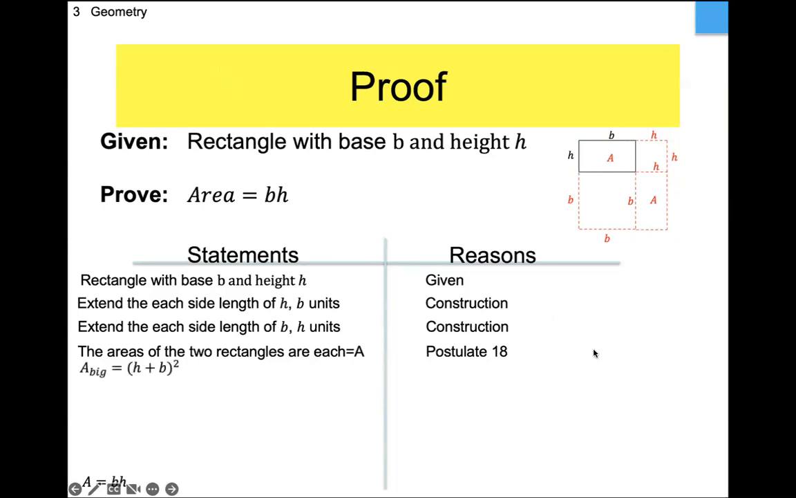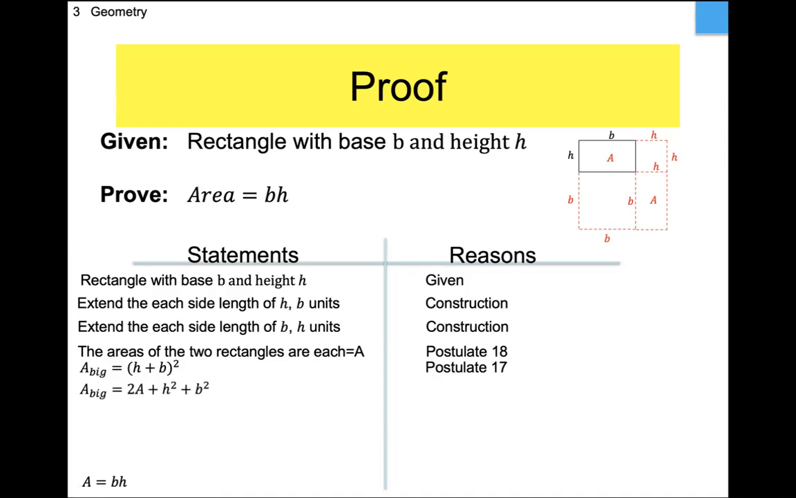So I can make this statement right here. The area of the big square would be a side measurement, and the side measurement would be H plus B. Looking at that first postulate 17, it stated that the area of a square is a side squared. Well, the side is H plus B, squared, right? That's postulate 17. There's another way that I could describe the big square. It's a weird way of describing it.